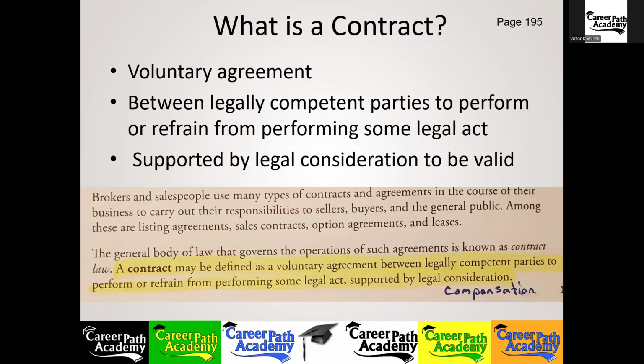Pretty good question. So what is a contract? It's a voluntary agreement between legally competent parties to perform or refrain from performing some legal acts that is supported by legal consideration. Consideration is the compensation that we are paid for the services that we perform.